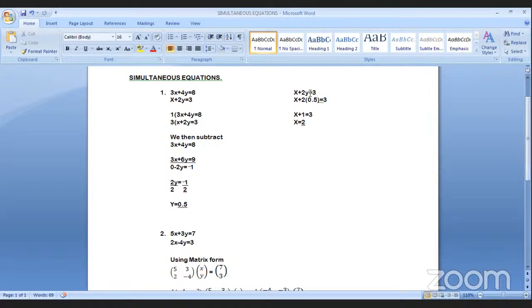Then we substitute it into any of our equations. We do that, becomes x plus 2 times 0.5, which is 1, equals 3. And our answer is 2, because we take the 1 onto the other side and subtract it from 3.